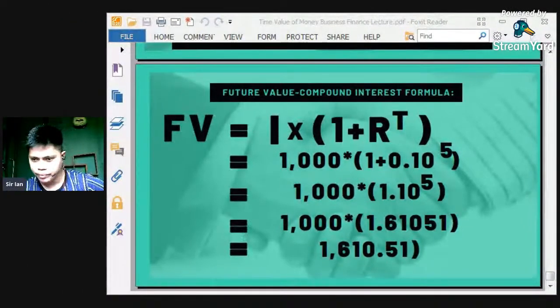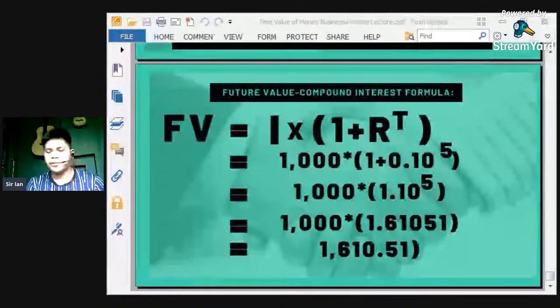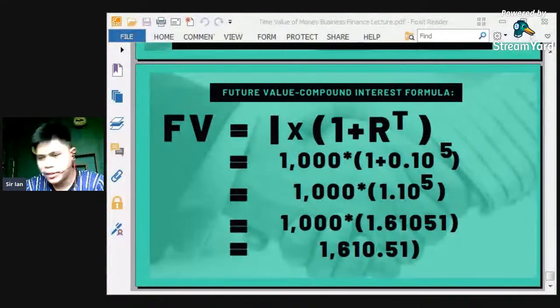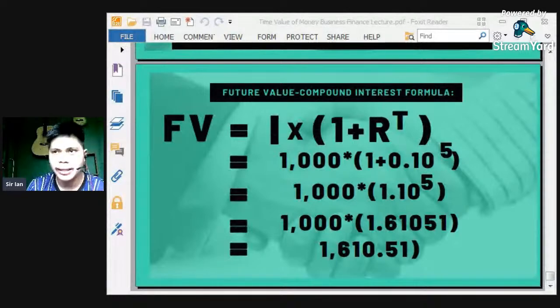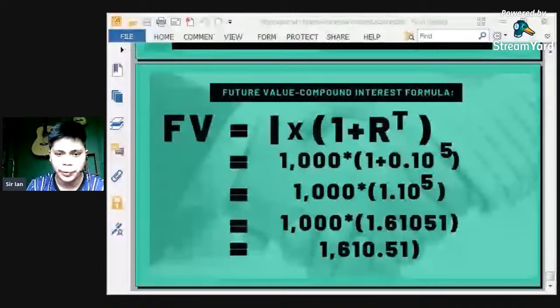Okay, so that's how we compute now for the simple and compound future value. Then meron tayong tinatawag na annuity. Okay, pag sinabi naman nating annuity, this will be usually in investment contracts issued by financial institutions, like insurance companies and banks, mga banko. And when you purchase an annuity, you invest your money in a lump sum or gradually during yung tinatawag natin na accumulation period. Okay?